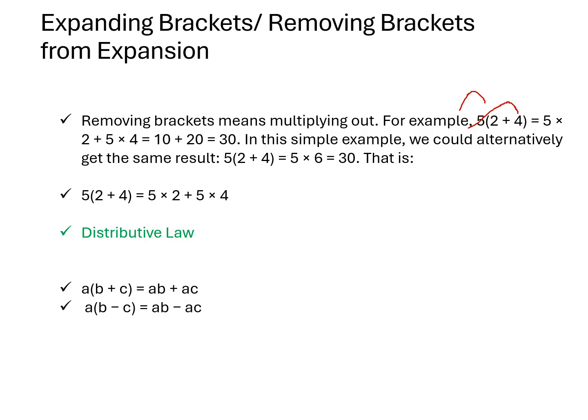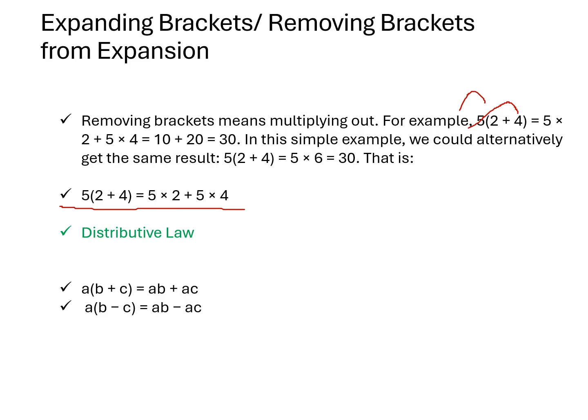In this simple example, we could alternatively give the same result. So 5 times the bracket 2 plus 4, if you add it, we put back the 5, then multiply by 6, because 4 plus 2 is 6. You still get 30. Get it? All right, look at it. 5 times 2 plus 5 times 4, you get the same answer. That's the distributive law.